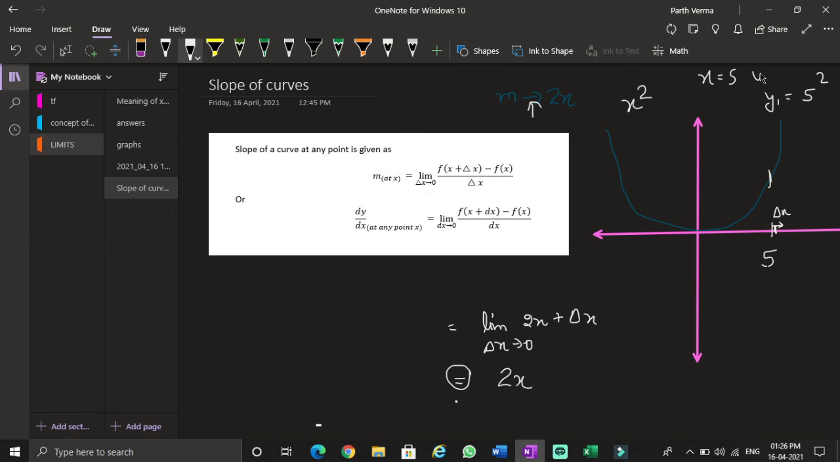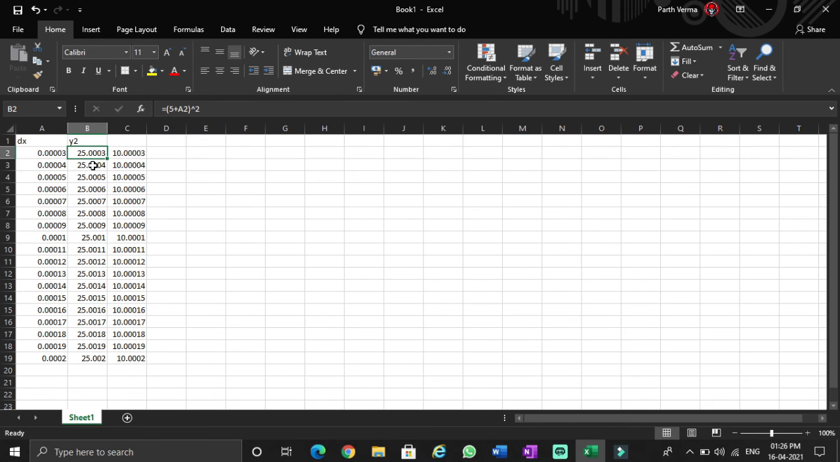And what is your y2? I have to go in the neighborhood of 5, so my y2 is 5 plus delta x whole square. Please take it as a whole square. So this is what I'm doing here. This is my y2 value, and see the formula: 5 plus A2 whole square. A2 is dx. 5 plus dx whole square. So these are the y2 values.